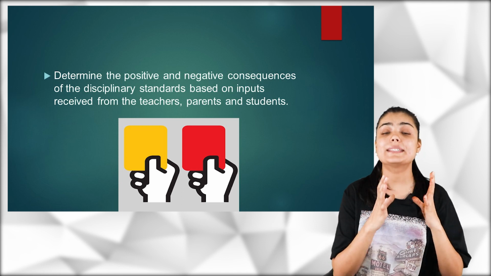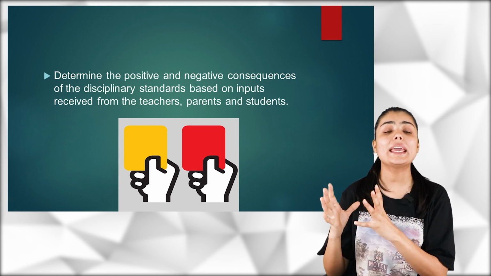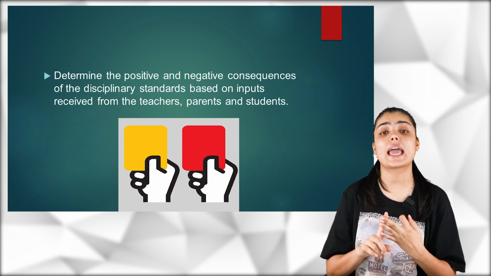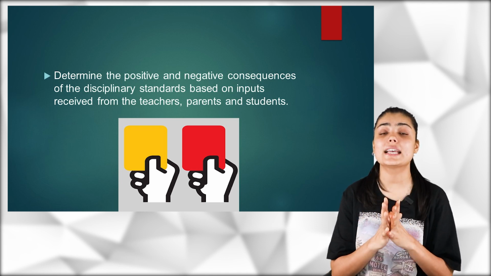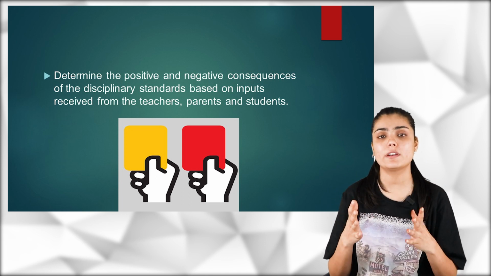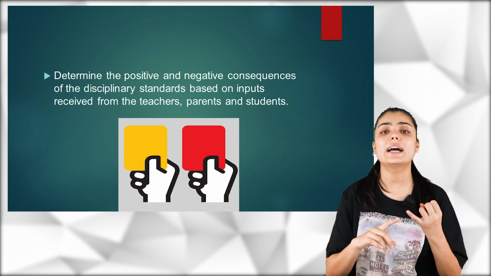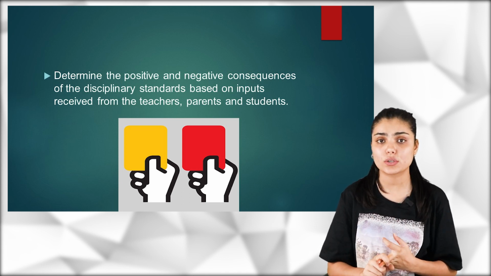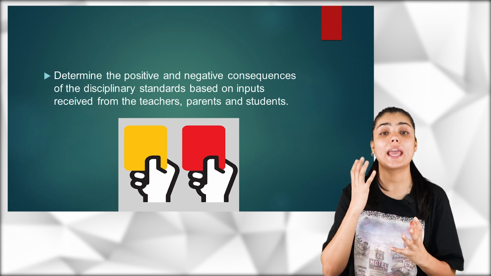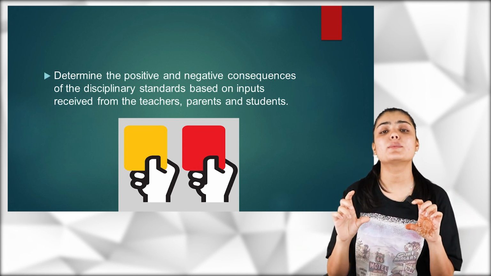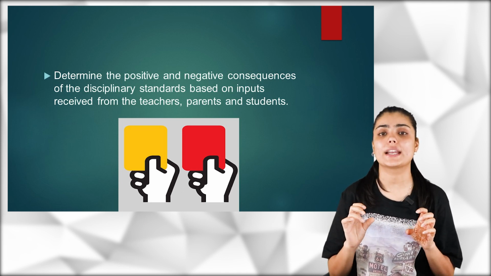Now, how do we decide disciplinary standards? Based on the inputs that are received from the teachers, parents, and students. So, as I said, appropriate disciplinary standards must be selected for any given organization. From the feedback that we receive from the parents, from the students, as well as the teachers, it must be made sure that we analyze both the positive and negative consequences of the disciplinary standards of the organization.